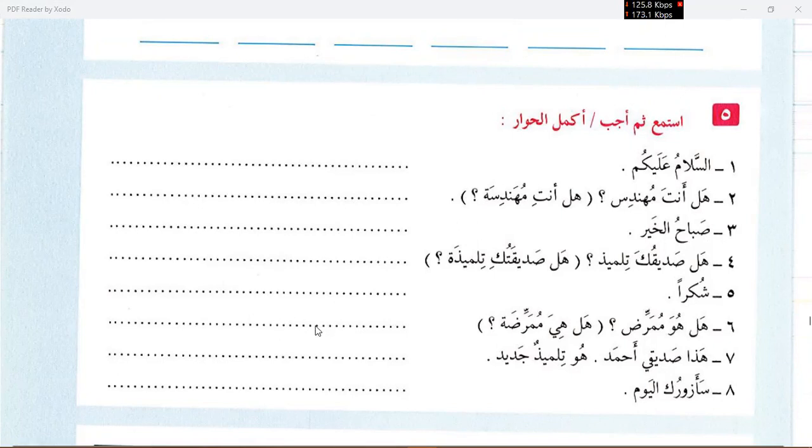Okay. Now, haza sadiqi Ahmad, huwa tilmiz jadid. You will welcome him. Ahlan wa sahlan. Good. Sa'azuruka al-yawm. I say to you, I will visit you today. So you will say welcome, and ask the question, when will you come? Mata tahduru. Okay.